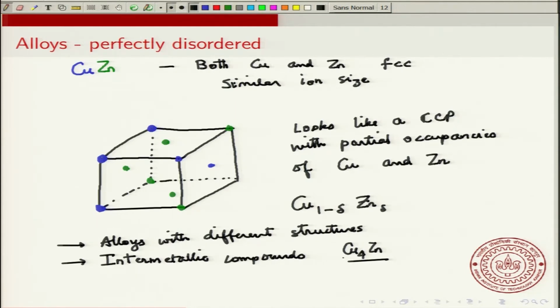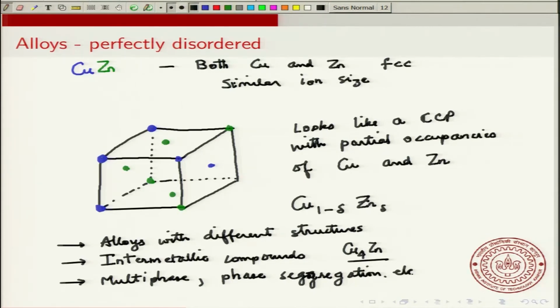You could get multi-phase behavior, more than one phase. You could get phase segregation. That means in some region you only have copper and some region you only have zinc. Essentially, the number of possibilities become very large. So, you can get many different structures.